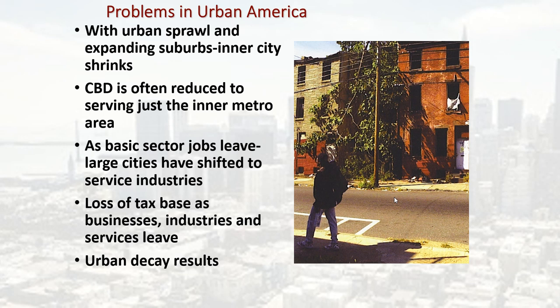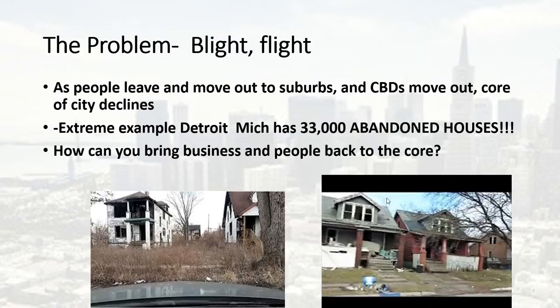And what you get then is urban decay. Cities start to break down. And if you don't do something about this as a city, you've got a problem. It's like the middle part of a tree. When that rots out, eventually that tree's going to collapse. And cities know that. A lot of it is called blight and flight. Blight is when things just get run down. Flight is when people start moving out to the suburbs.